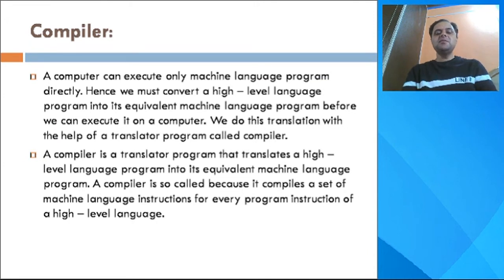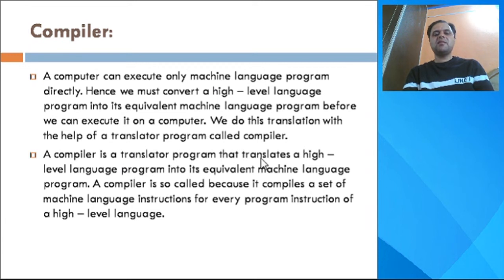Compiler. A computer can execute only machine language program directly, hence we must convert a high level language program into its equivalent machine language program before we can execute it on a computer. So we do this translation with the help of a translator program called a compiler. So as you know, a computer can only understand the machine language program. So when we write a program in a high level language, we first need to convert it to a machine language program or in the form of 0 and 1, and then we will execute the program.